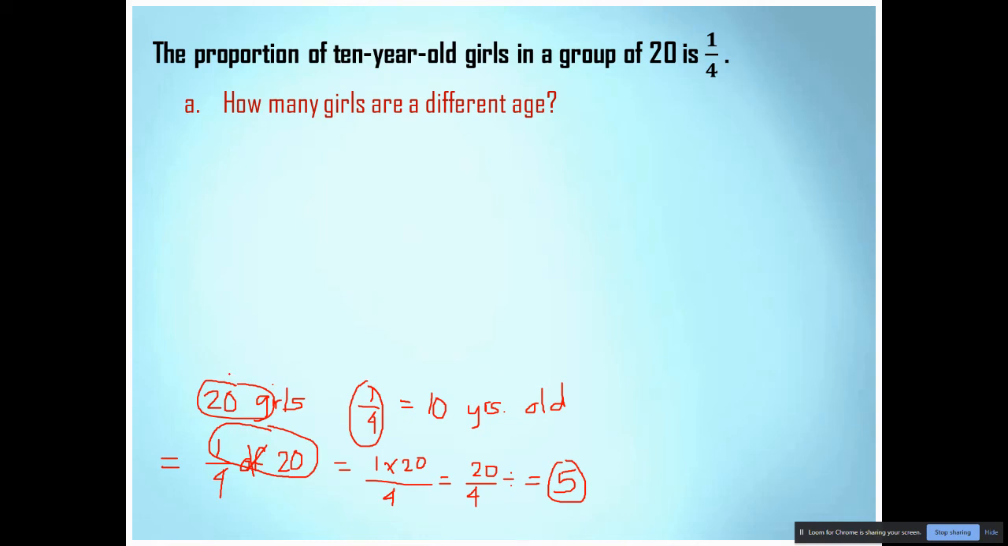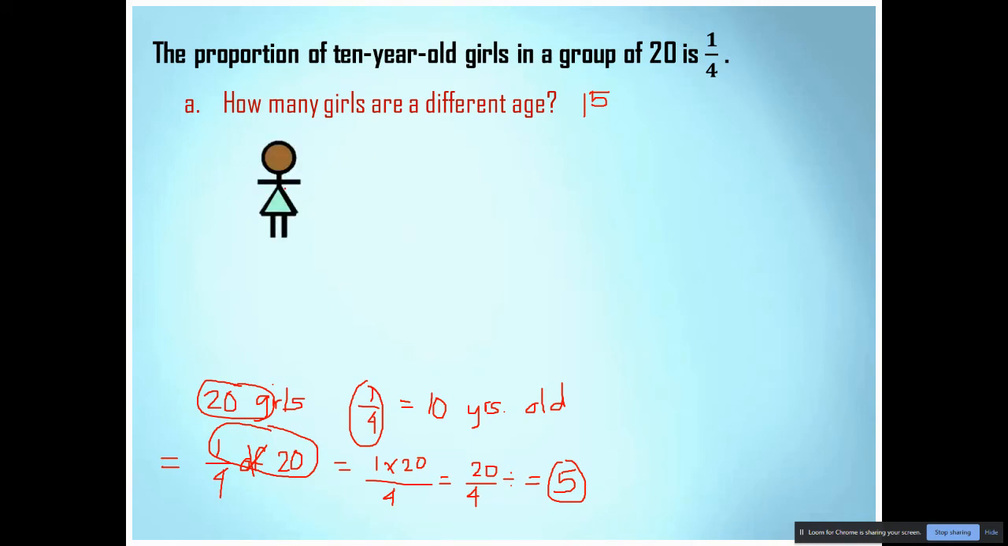So if 5 are 10 years old, then how many are not 10 years old? Then you just minus. 20 minus 5 is 15. That means there are 15 girls who are not 10 years old.